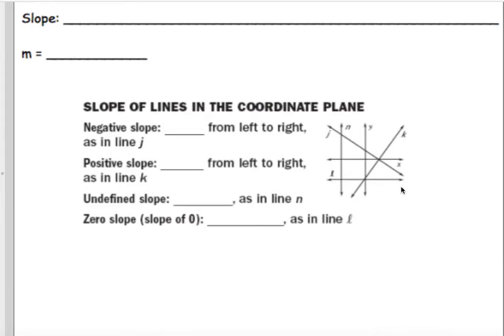Slope is really important in this unit to tell if lines are parallel, if they're perpendicular, and that relationship is really important for this unit as we explore parallel and perpendicular lines. So we're going to talk about what the slope is. Slope is rate of change. You've probably heard it as rise over run. We generally use m to represent the slope.